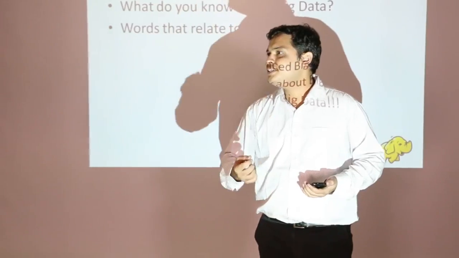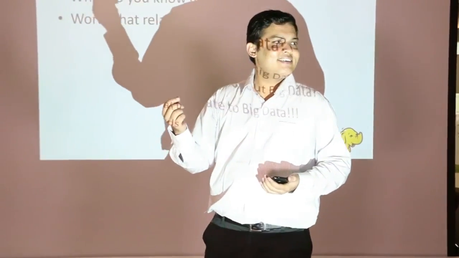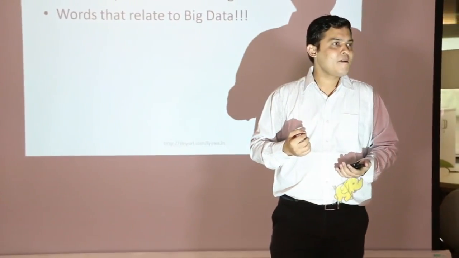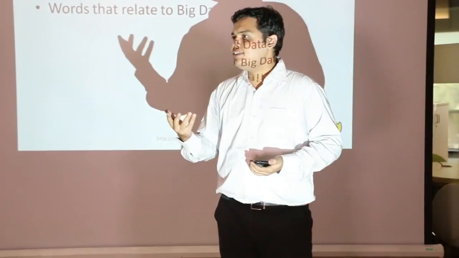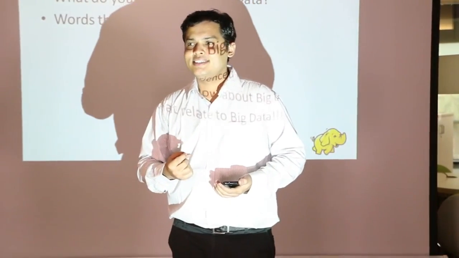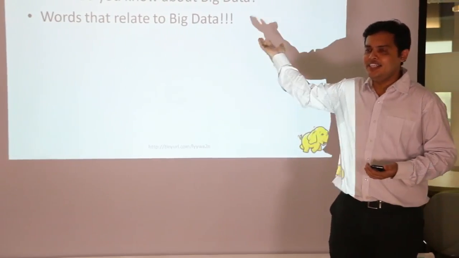Web data. Volume. Website. Velocity, variety. But anything specific, like Hadoop? Hadoop, yeah, very good. Columnar data. So many things. Do you know how many animals are linked with this big data?